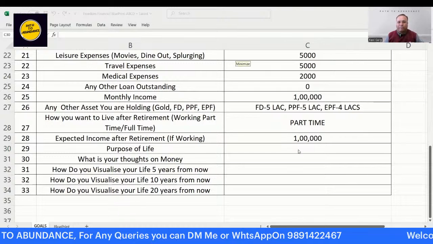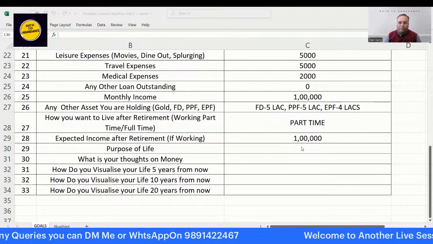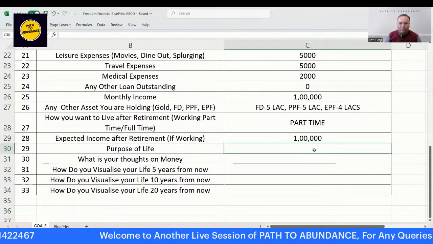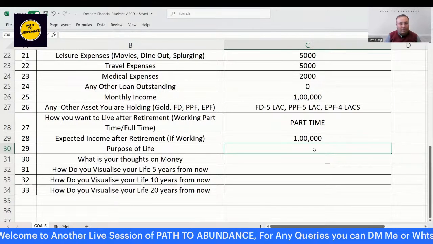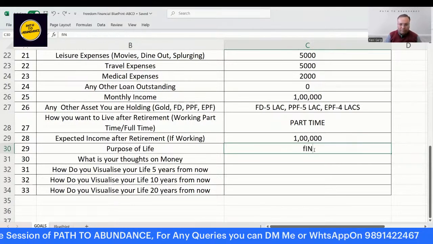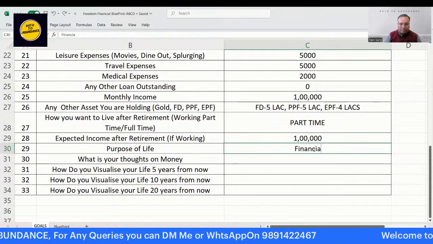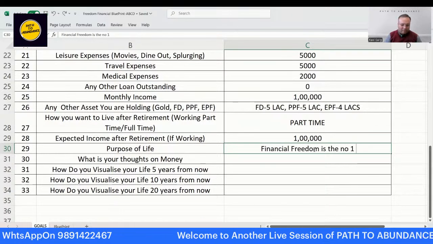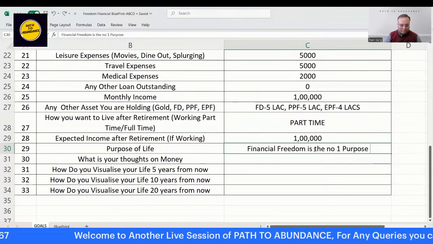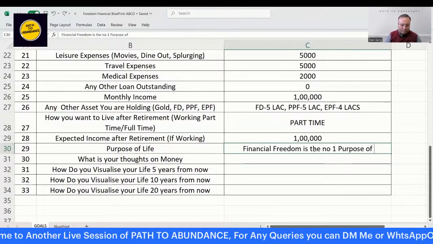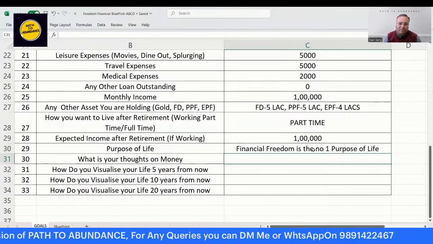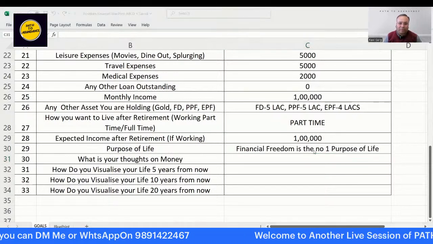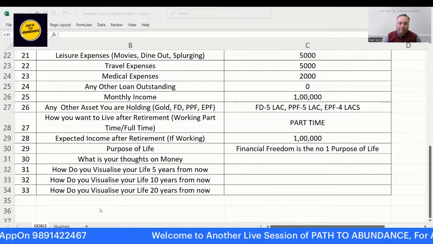Okay. So, let me put it like this. So, what we can type is that financial freedom is the number one purpose of life. Okay, fine. What are your thoughts on money? What do you feel whenever you think about money? What is the number one thought that comes to your mind?